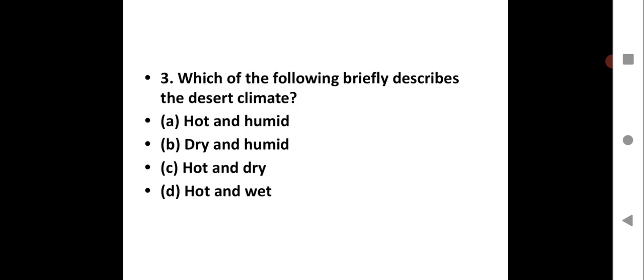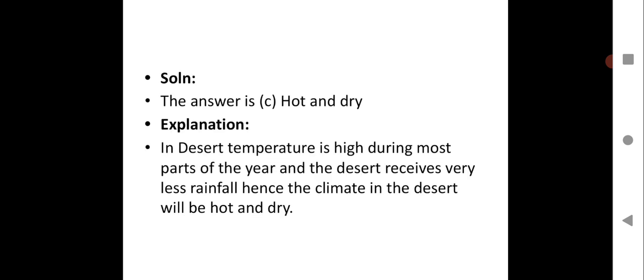We'll go for the next question. Which of the following briefly describes the desert climate? You know the climate of the desert area. First one, hot and humid. Next, dry and humid. The third one, hot and dry. Fourth one, hot and wet. So let us see the correct answer. You all know, option C, that is hot and dry. Explanation: in the desert, temperature is high during most parts of the year, and the desert receives very little rainfall. Hence, the climate in the desert will be hot and dry.